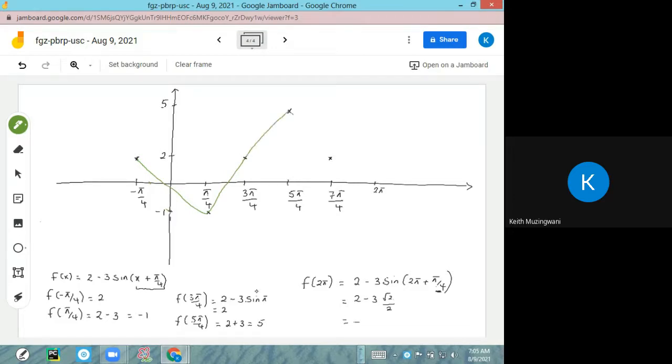Hitting here. Come down and hit here. So I don't know what this value is, so I'll just end my point here. Then I realize that I'm dealing with cosec, not sine.